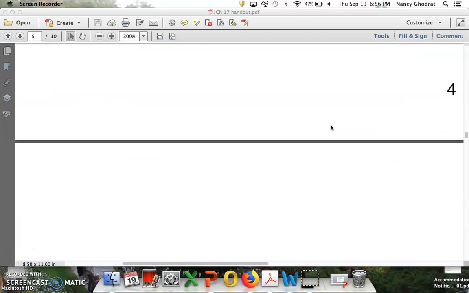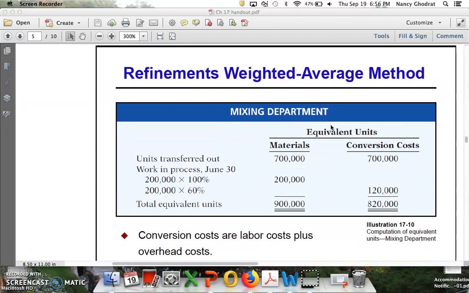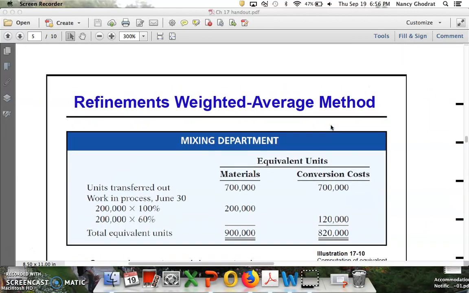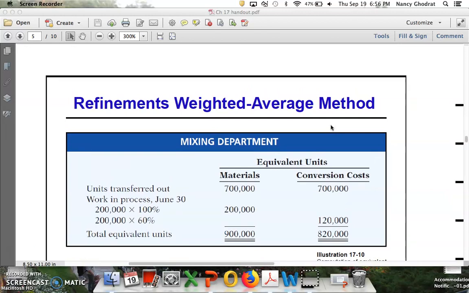Okay, the first thing we have to do is to find out how we can convert the actual units into equivalent units. In order to do that, you look into the units transferred out. Units transferred out are always 100% complete as far as material and as far as conversion cost goes. Meaning we have added all the materials, labor, and overhead needed in this department to those waffle batters.